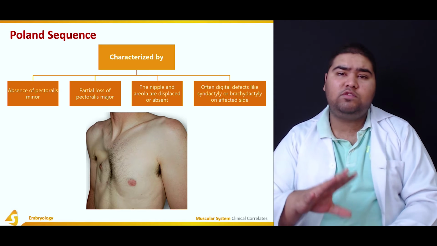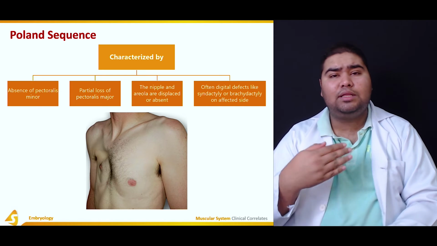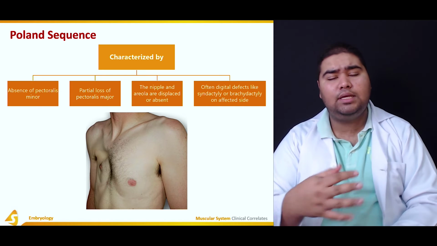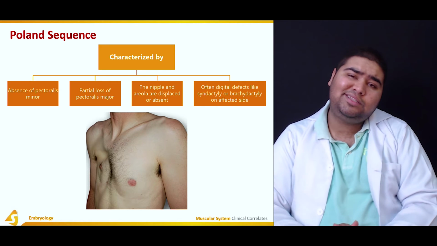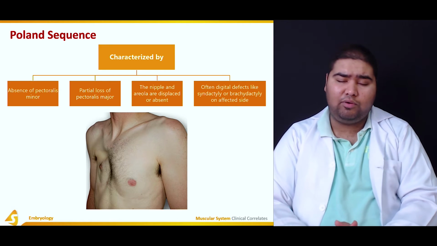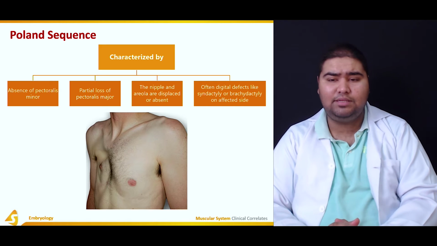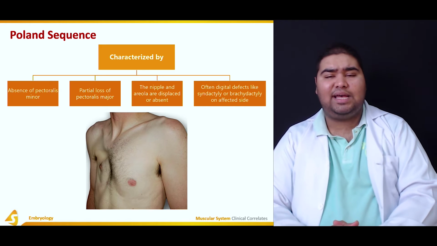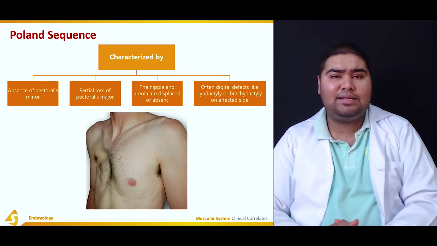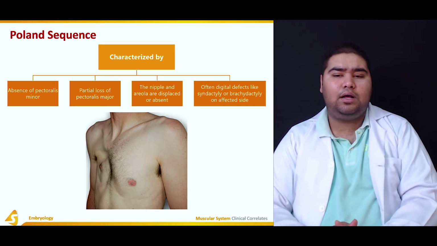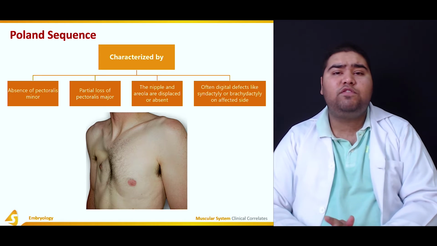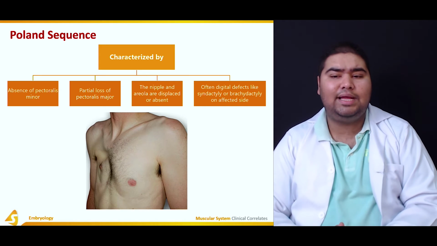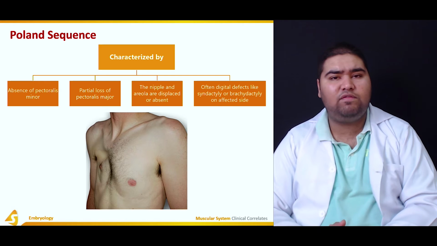So after the loss of pectoralis minor and major, the structure that lies upon it may be absent or displaced. What is that structure? Yes, that is the nipple and the areola. They may be displaced or absent. And on the affected side, we may see digital defects like syndactyly or brachydactyly. Syndactyly was fusion or webbing of the fingers, and brachydactyly was small fingers.